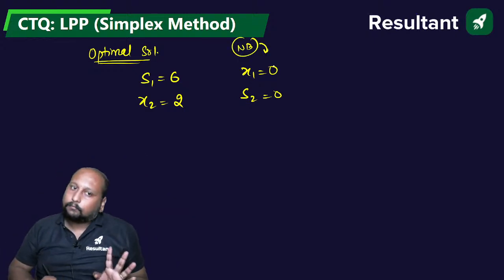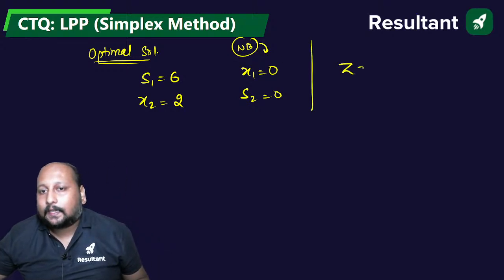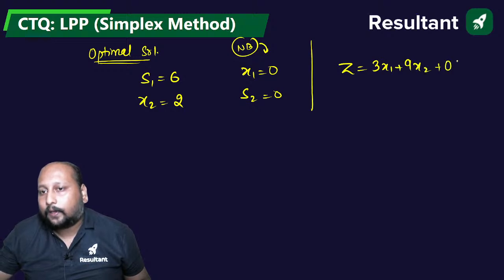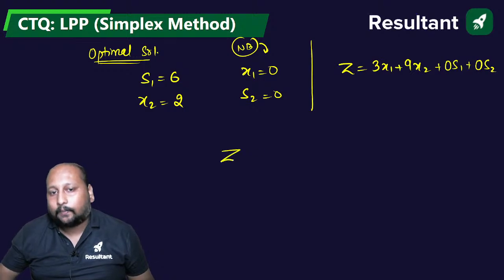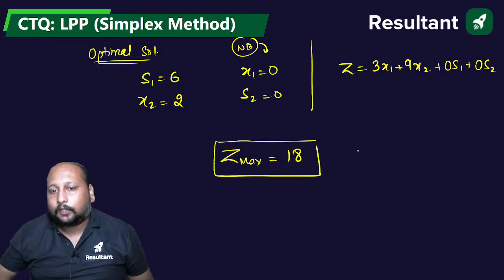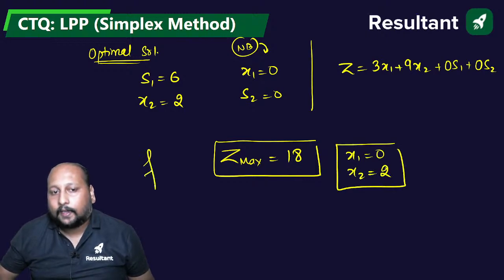Clear? Understood? So what was the objective function? So z is equal to 3x1 plus 9x2 plus 0s1 plus 0s2. So can you tell me place all this value? So z maximum कितना आ रहा है? That will be getting 2 into 9, that is 18. And that too we are getting at x1 equal to 0 and x2 equal to 2. इस particular point पे you are getting the final optimal solution.